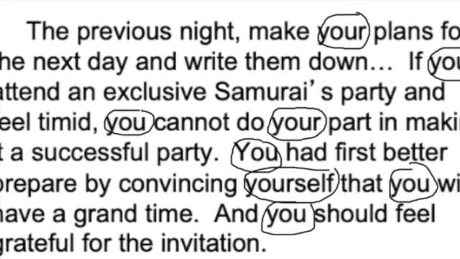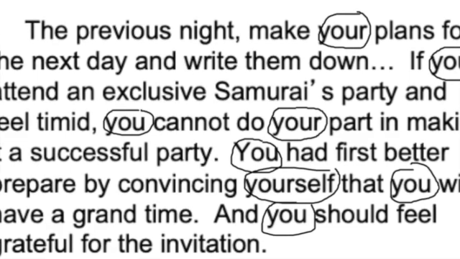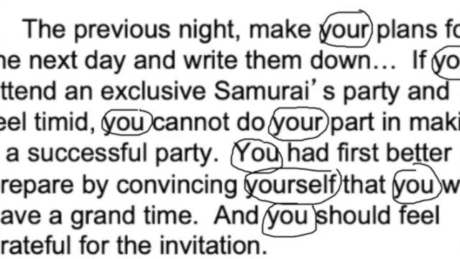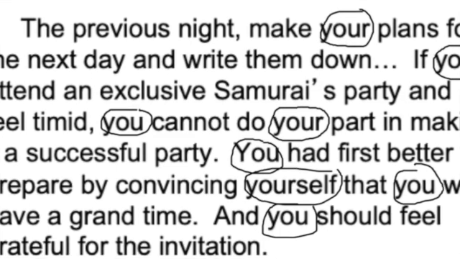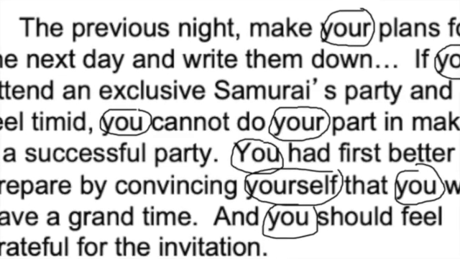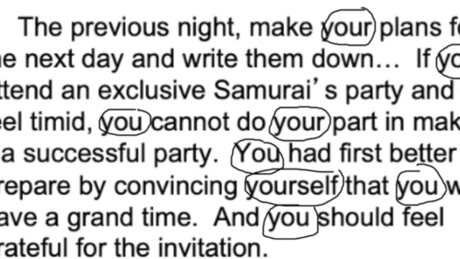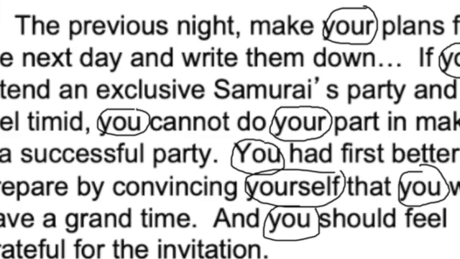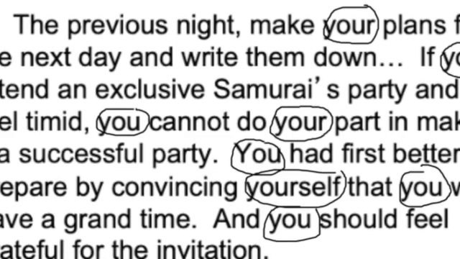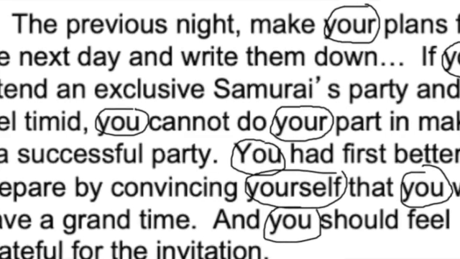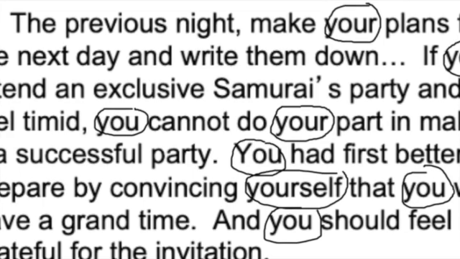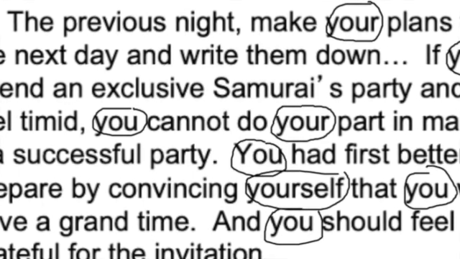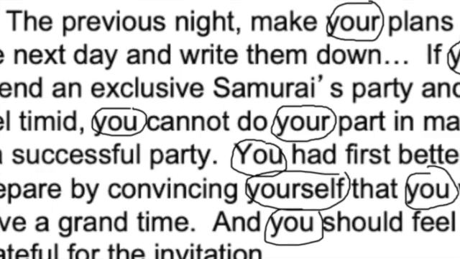Who is telling the story? And who is the narrator telling the story to? So when the narrator says the previous night, make your plans for the next day, the narrator is talking to you. The narrator is not a character in the story. The narrator is not talking about other characters. The narrator is talking only to you. Therefore, it is second person.